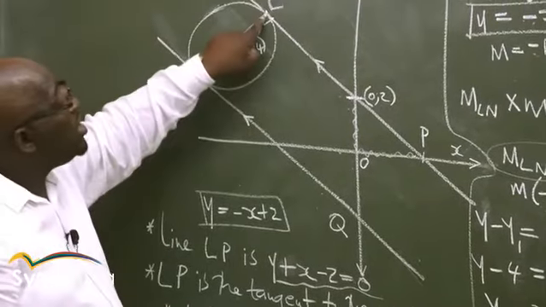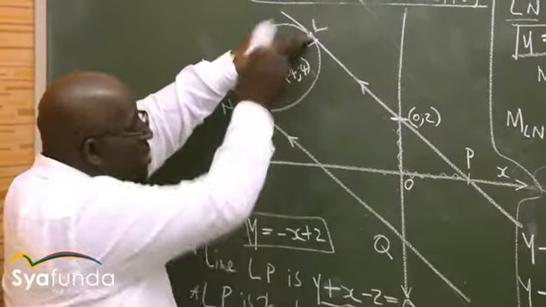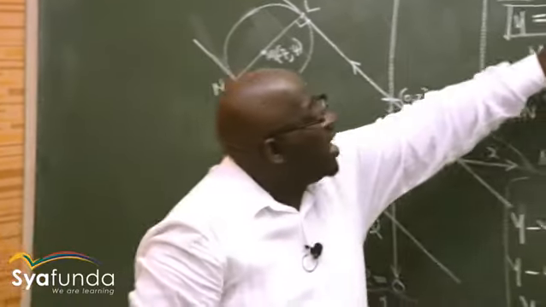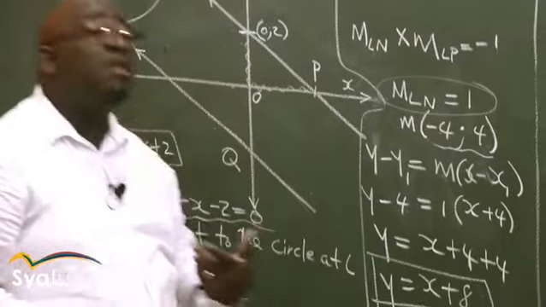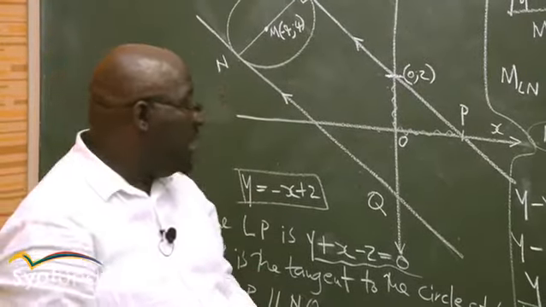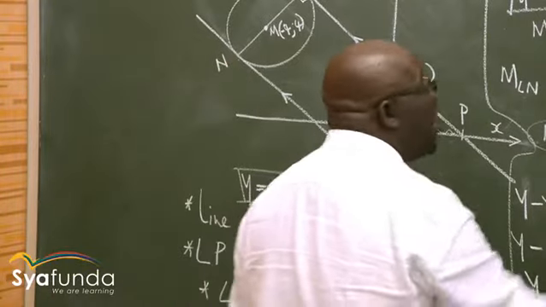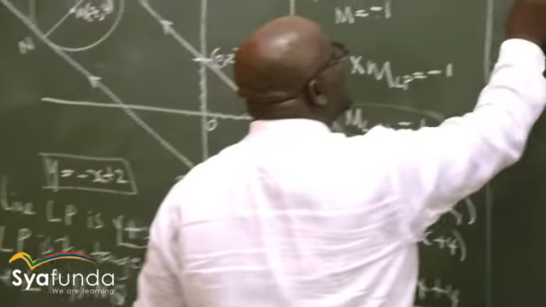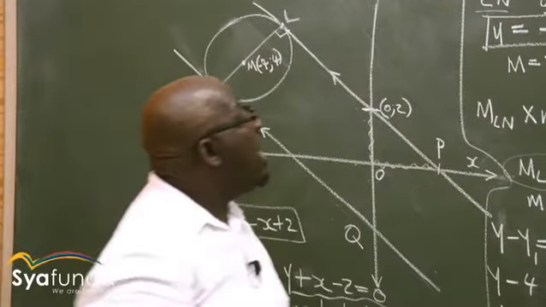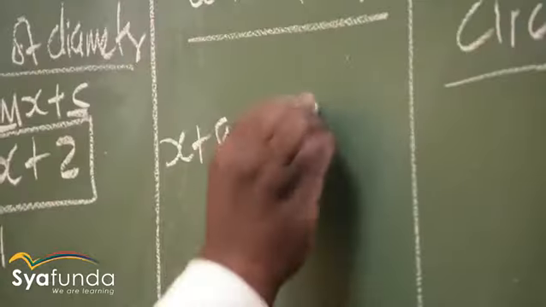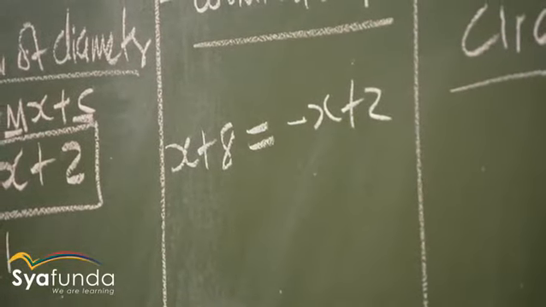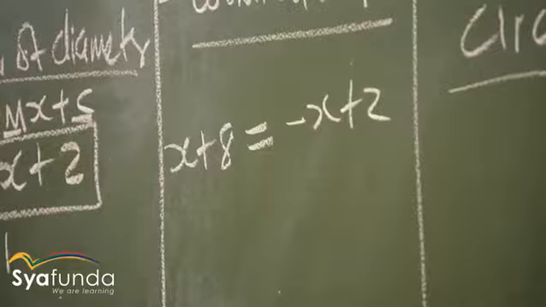This is the only point where these two equations will meet, so they are equal at this point. What is equal? It is this graph and this graph that are equal. Now, to find point L, we need to equate those two graphs: x plus 8 must equal our first graph, minus x plus 2. We equate them because we're at the point of intersection, where our graphs are equal.